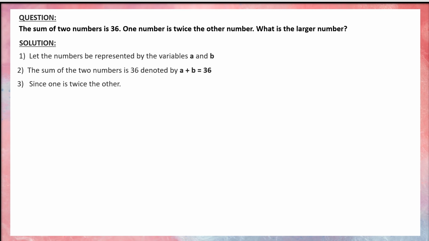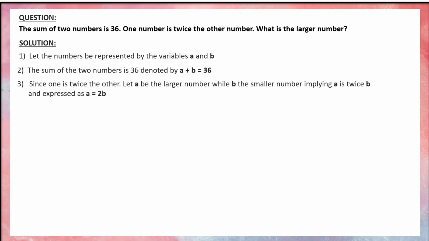So it's stated there that one number is twice the other number. So we can say, okay, let A be the larger number while B is the smaller number. We said one is twice the other, so since A is the larger number, we are saying A is equal to 2B. That is, when you multiply B by 2, it will give you A. So that tells us that A is the larger number and B is the smaller number.